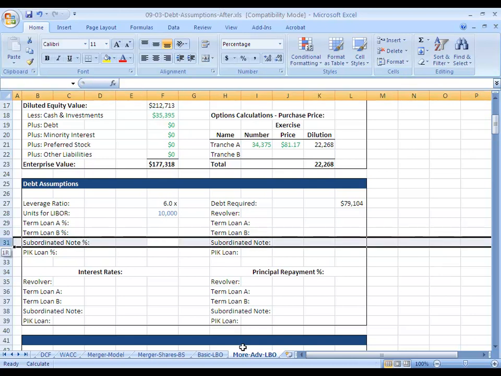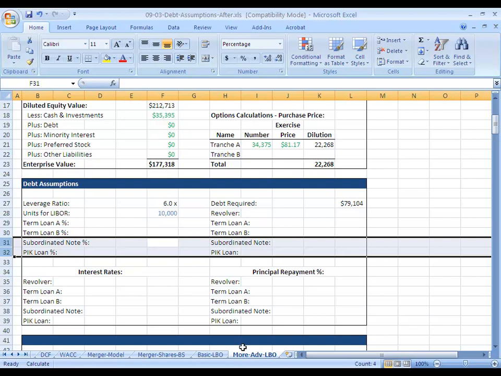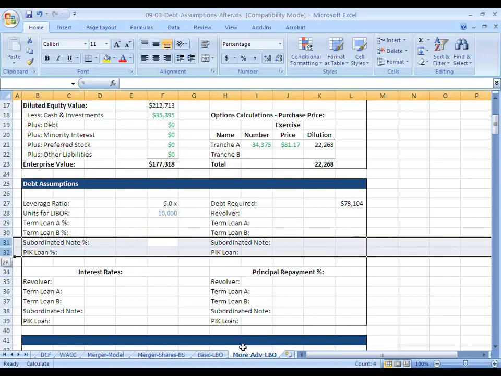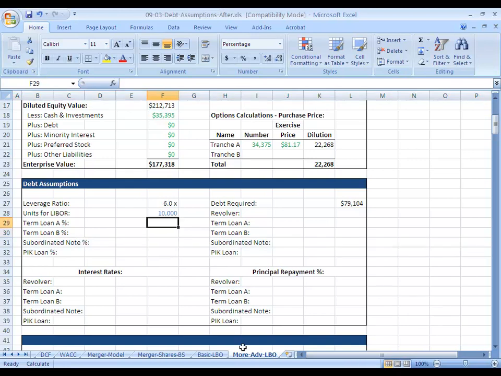Subordinated notes and PIK loans both have significantly higher interest rates as well as more restrictive terms sometimes. So generally the way it works with debt is that companies allocate all they can to term loan A and B, and then whatever's left over, whatever else they cannot finance, they put toward subordinated notes and PIK loans. Now I said just now the words "cannot finance." What do I mean by that?